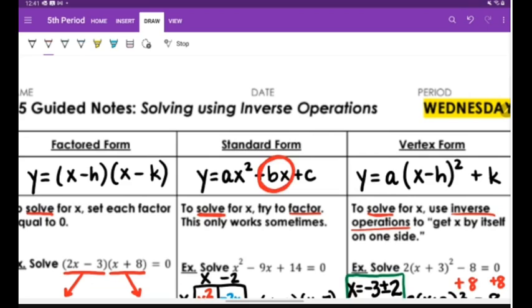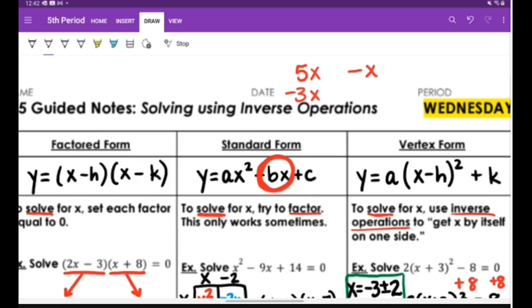See this right here? This is a number multiplied by an x. So it might be like a 5x, or it might be a negative 3x, or it might be just a 1x. Maybe it'll be a negative x. The only form that we have with a number being multiplied to x is standard form. So if you ever see a bx term, you know you're in standard form.